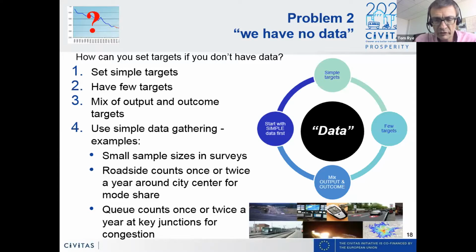Because what we basically want to do is to try to establish whether or not the trend of what is happening in your transport system is going in the right direction in relation to your objectives. And you can do that with these smaller surveys. Later, if you get more resources and more experience, then you can introduce more accurate ways of data gathering.